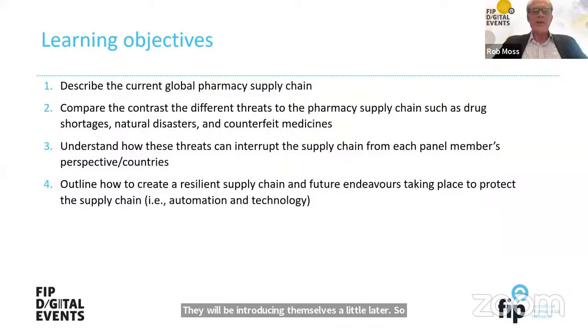The learning objectives of this webinar are, first of all, to be able to describe the current global pharmacy supply chain, to compare the different threats to the pharmacy supply chain, such as drug shortages, natural disasters, and counterfeit medicines, and to understand how these threats can interrupt the supply chain. The form we have chosen is a Q&A. We'll be looking at the panel members' perspectives and countries, and outline how to create a resilient supply chain and future endeavors taking place to protect the supply chain, for instance, automation and technology.